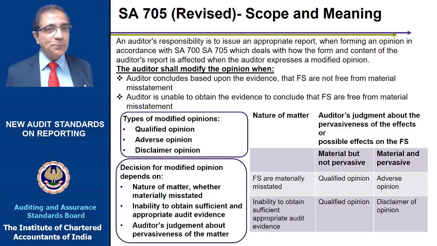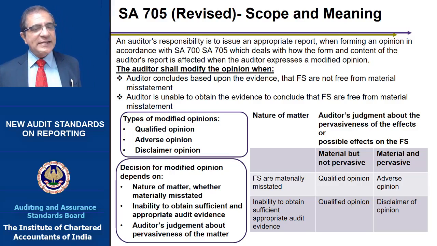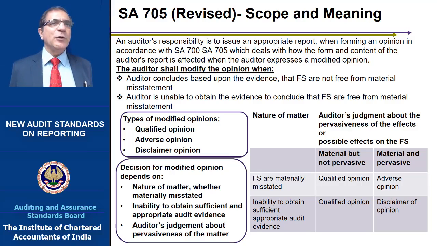If you look at the right hand side, there is a matrix, and let me run you through this particular matrix. You have the very first column which talks about the nature of the matter, and then you have got the second column which has got two sub-columns. The second column talks about what would be the judgment of the auditor about the pervasiveness of the effects or the possible effects on the financial statements.